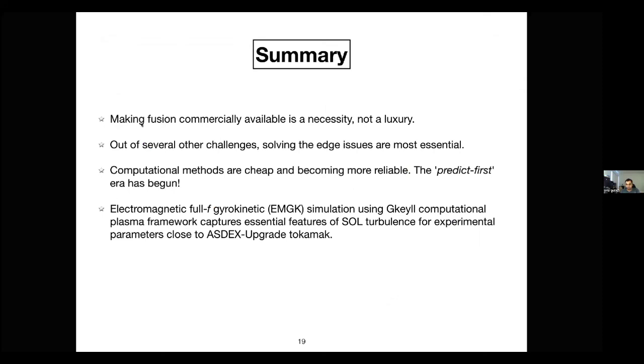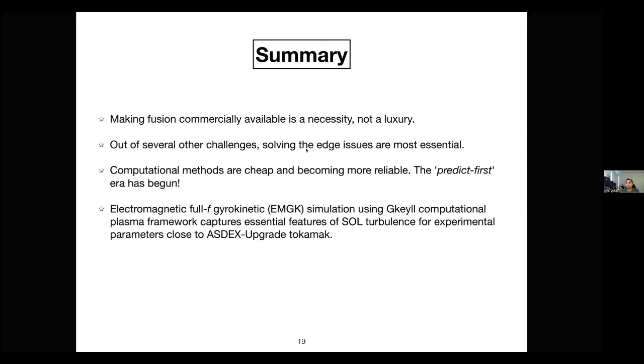Summary: making fusion commercially available is necessary. It's not a luxury, because it's the hour of energy crisis. Within 50 years, there can be some issues. Out of several other challenges, solving the edge issues, because the core part is more or less understood, but edge turbulence and edge physics are important. It's most essential, I think.